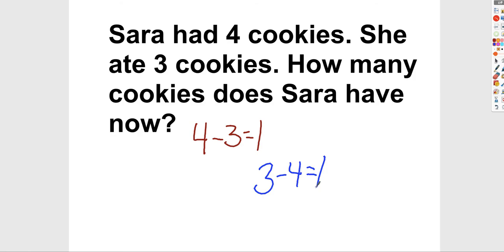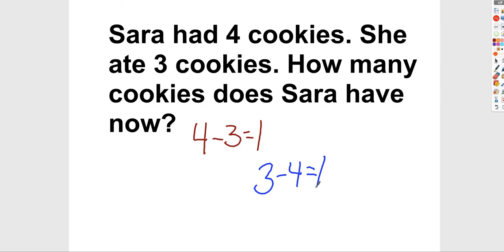4 cookies. I wish I had some cookies. Then I would really eat them, but then we would be in trouble because then we wouldn't have anything left. Okay, so Sarah had 4 cookies. She ate 3 of them. 1, 2, 3. She has 1 cookie left over, right? Fantastic.